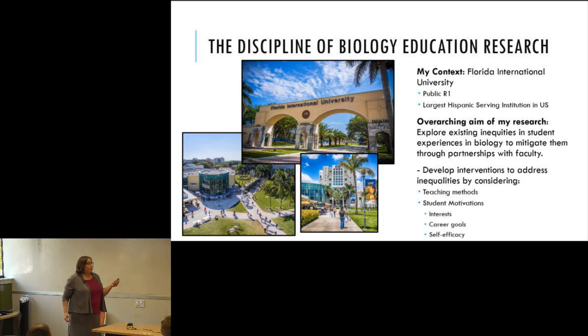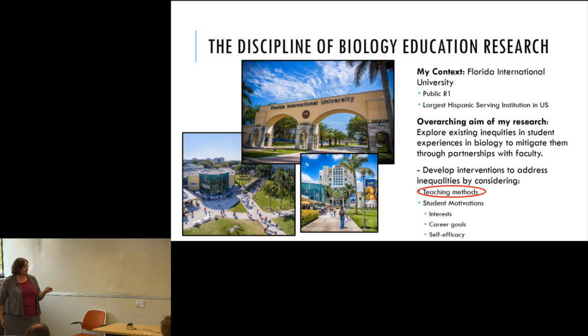So thinking about what is driving a student to come to college, what are their interests, what are their career goals, how confident are they, right? All of these different things impact how they'll interact in a learning environment, right? It impacts their success in the learning environment. So I need to think about what the students bring with them as well as what my institution is providing, right? So marrying those two inputs is where I like to situate myself. Okay. So today I'm really going to focus on teaching methods, but I'm happy to talk to you about any of these other things afterwards or with questions.